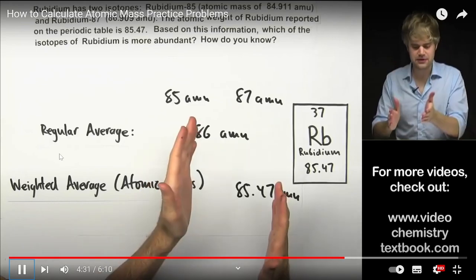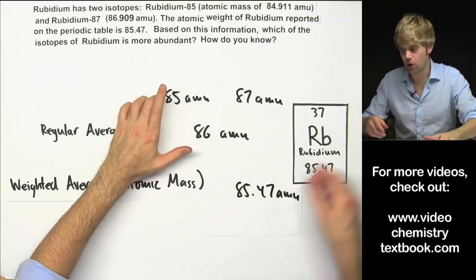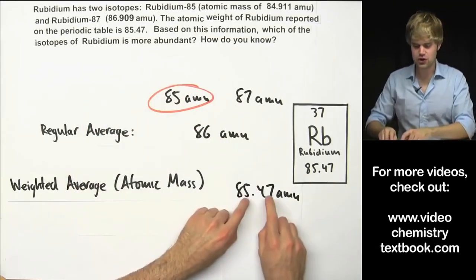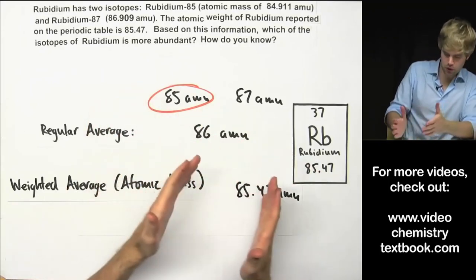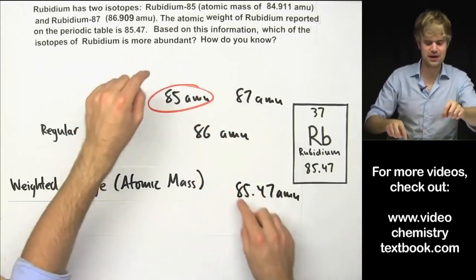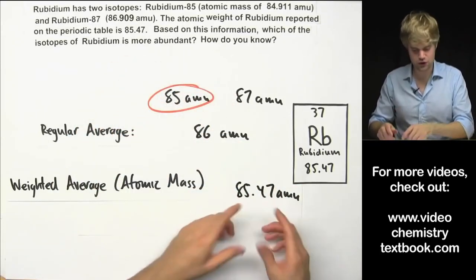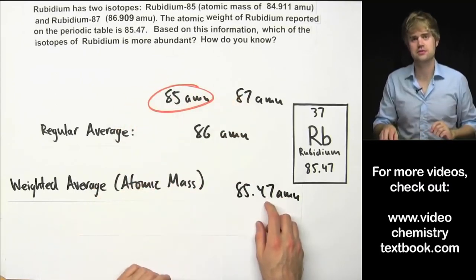So that means that the weighted average is telling us that we have more rubidium-85, because this weighted average number is closer to this. So there's more of this that's pulling the weighted average number down. So rubidium-85 is more abundant because the atomic mass weighted average is closer to that than it is to this.